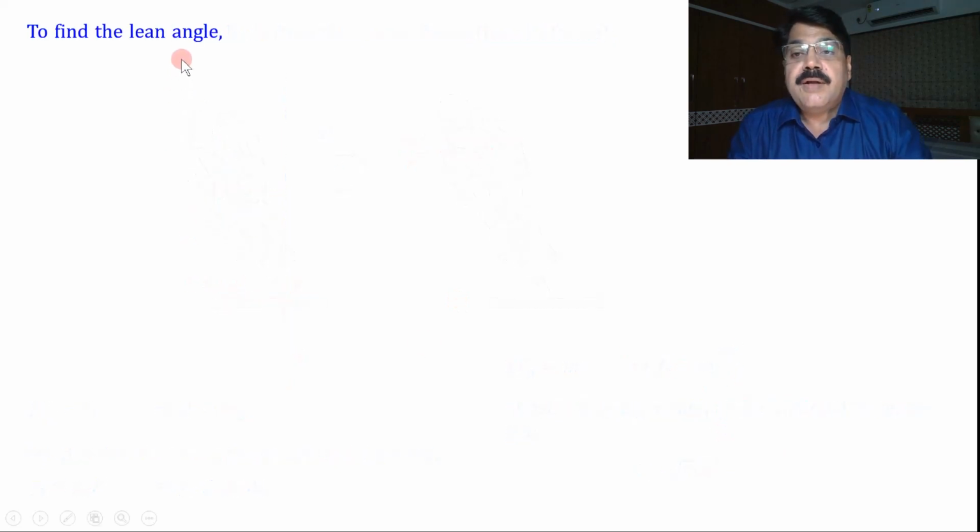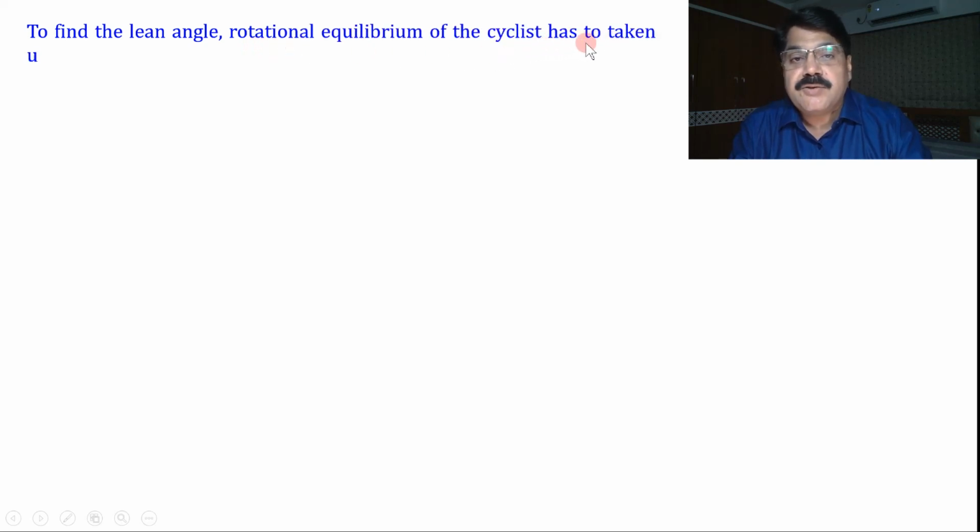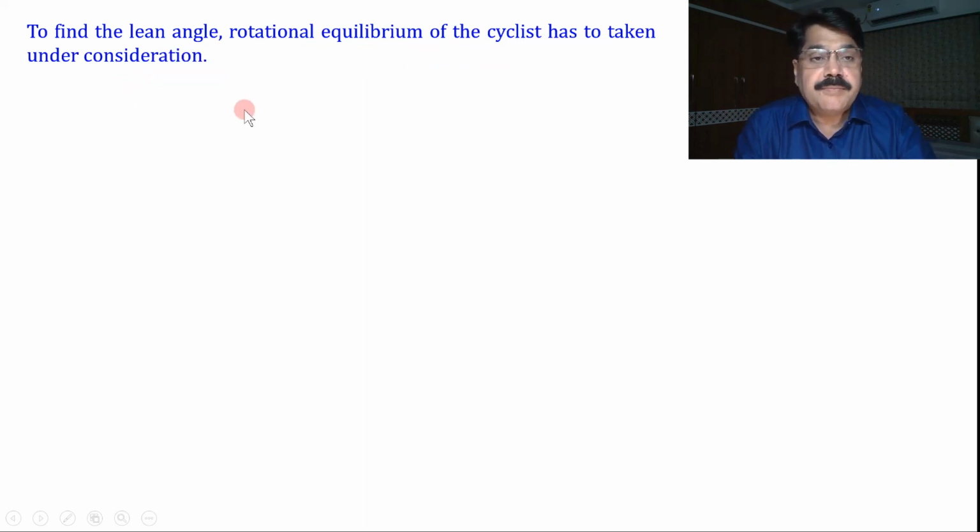To find the lean angle, rotational equilibrium of the cyclist has to be taken under consideration. This is a very important thing. Actually, I have seen in some textbooks they calculate the lean angle with the help of Newton's law, but it cannot be calculated with Newton's law. They are just doing some mathematical manipulation. To calculate the lean angle, you have to apply conditions of rotational equilibrium. But so far, we have not studied conditions of rotational equilibrium.